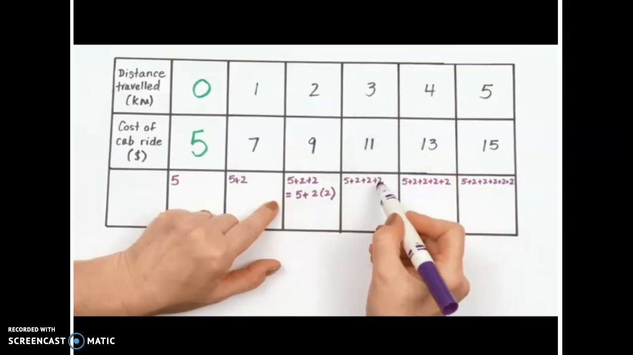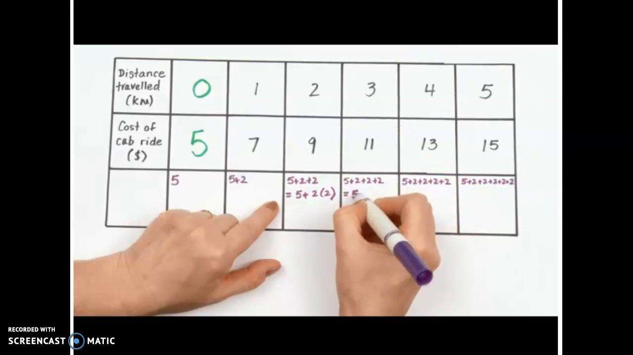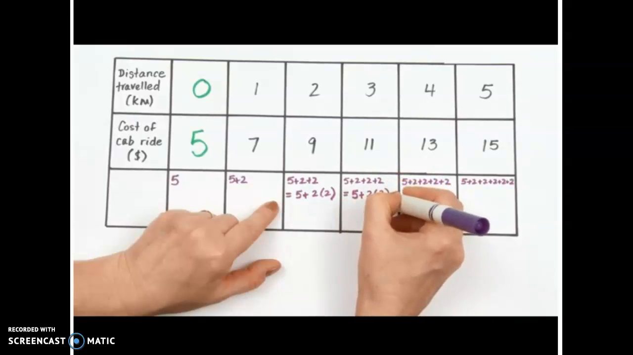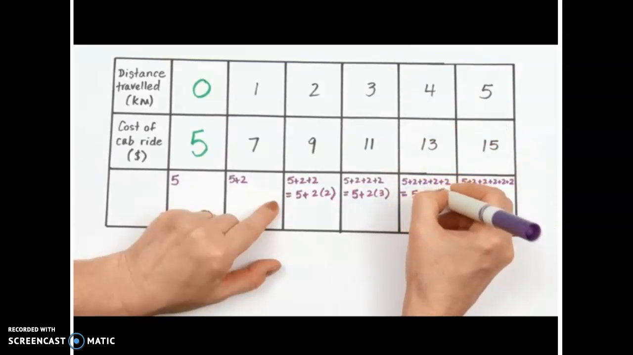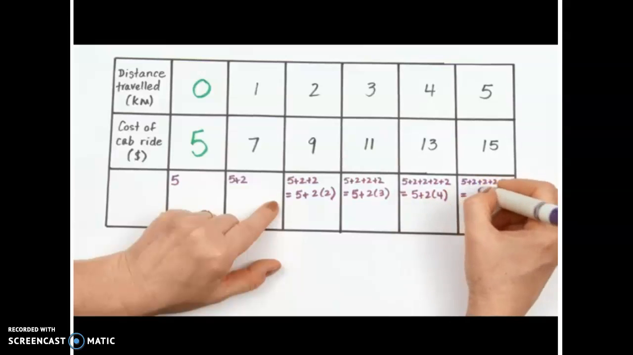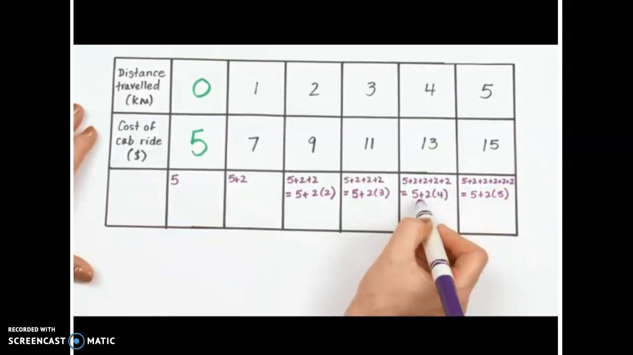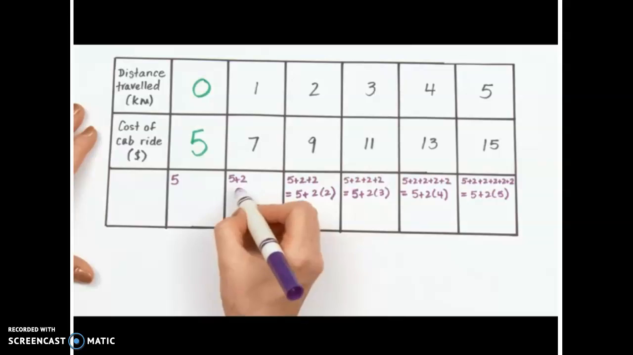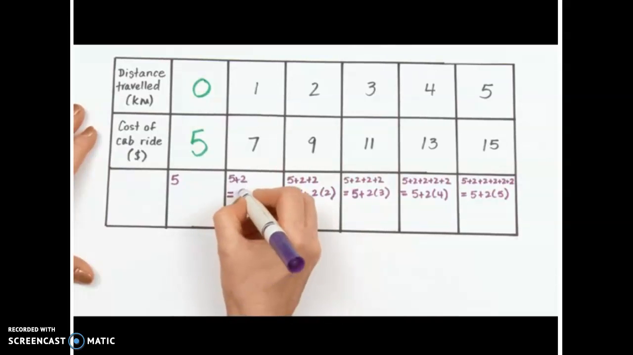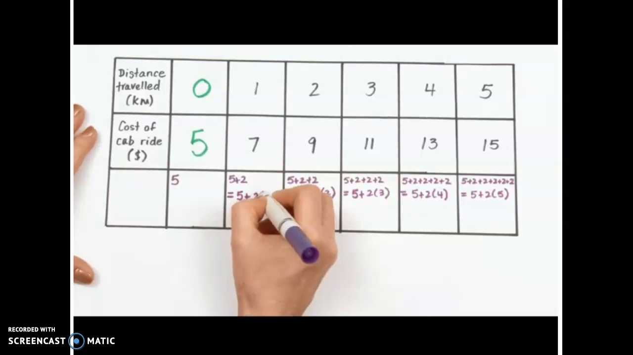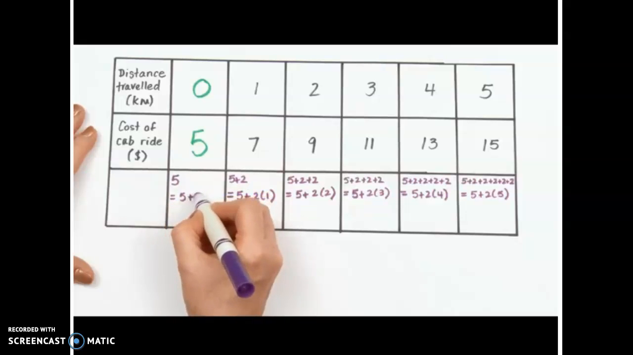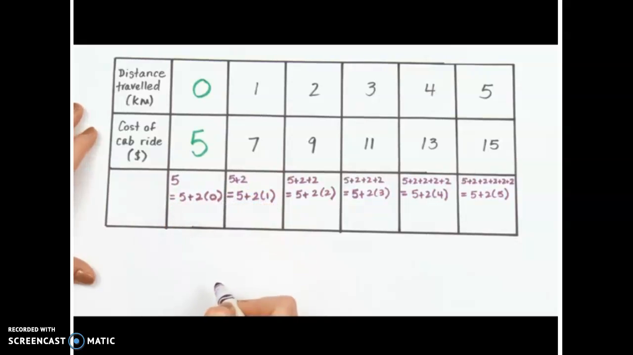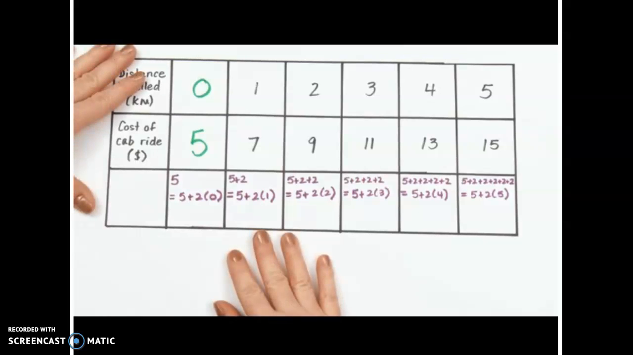After the third kilometer, another $2 was added. So we have 5 plus 2 3 times. And so on. For the fourth kilometer, 5 plus 2 4 times. And for the fifth kilometer, 5 plus 2 5 times. We can also follow this pattern backward in the table and rewrite this expression as 5 plus 2 1 time, and this one is 5 plus 2 0 times. The pattern in this table also shows a relationship.